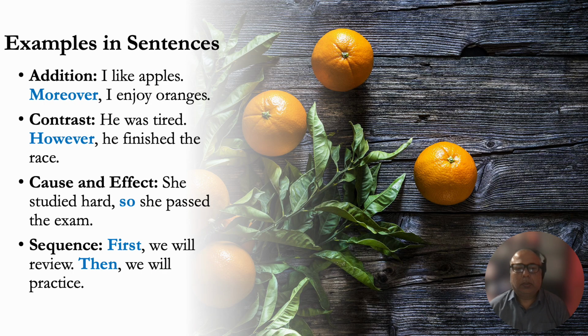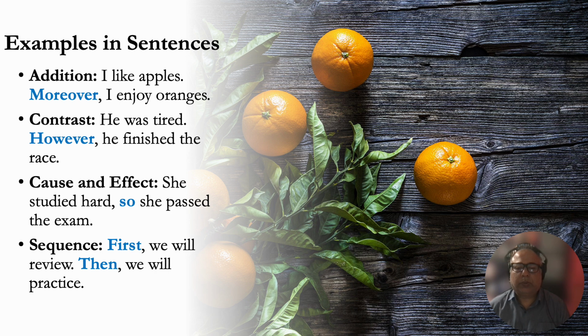Okay. Some examples in sentences. I've given you examples of each one of the categories. For addition, to add more information. I like apples, period. Moreover, comma, I enjoy oranges. For contrast, he was tired. However, he finished the race.